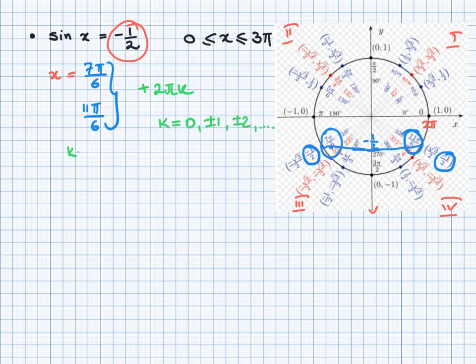When k was equal to 0, we had x equal to 7 pi over 6 and x equal to 11 pi over 6. When k is equal to 1, so what is happening here?